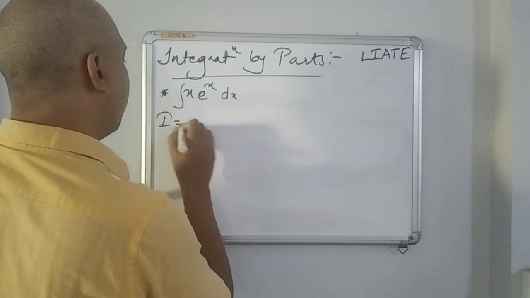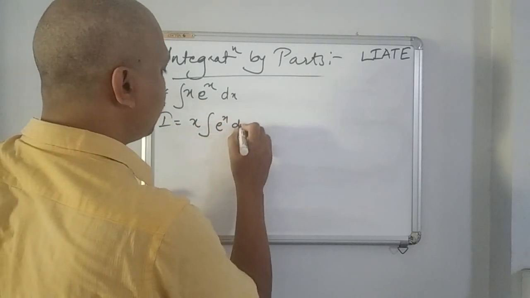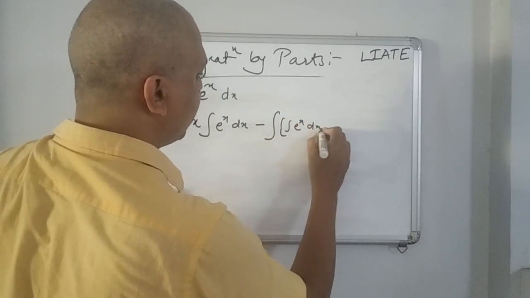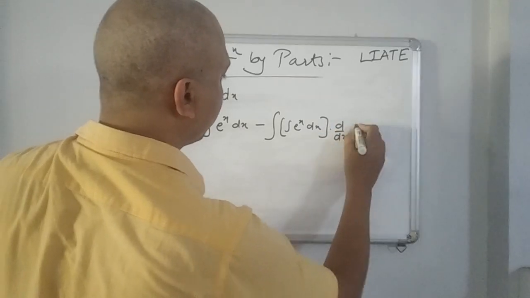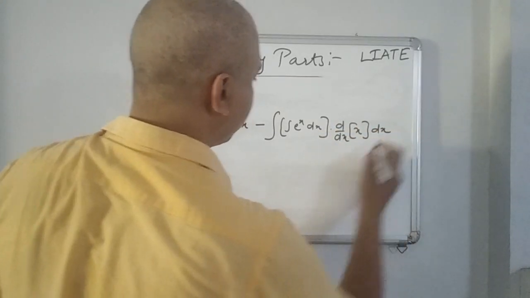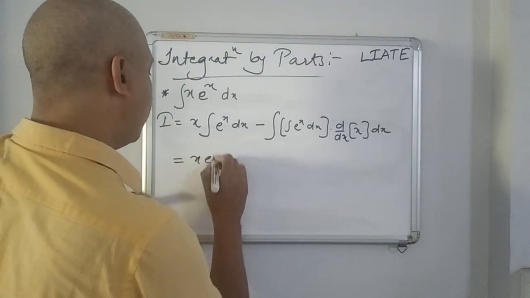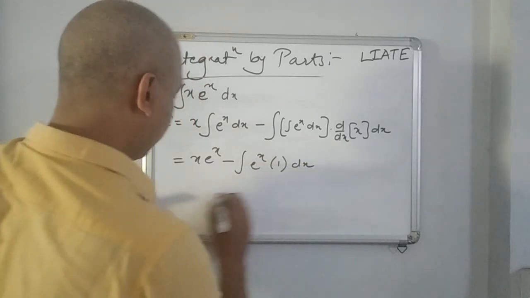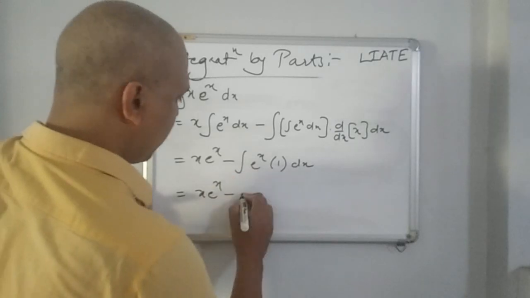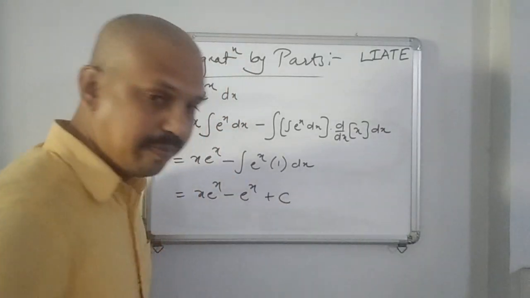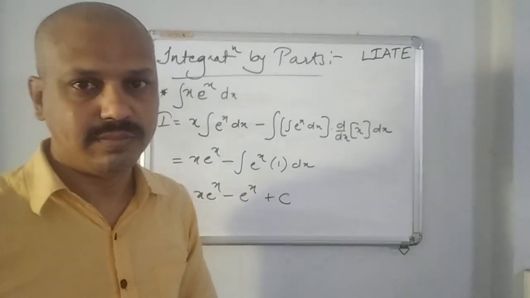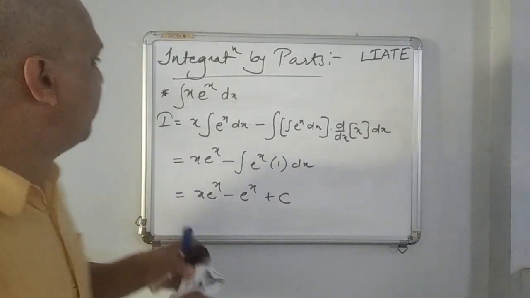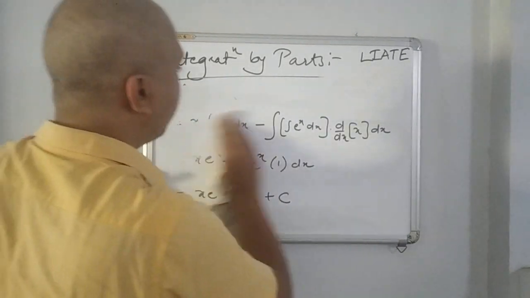So I'll just write I is equal to x into integration of e raised to x dx minus integration of e raised to x into derivative of x into dx. x e raised to x minus integration of e raised to x into 1. x e raised to x minus e raised to x plus c is the answer. I hope there is no problem. We will solve one more problem like this based on similar arithmetic and e raised to x, but slightly complex in this.